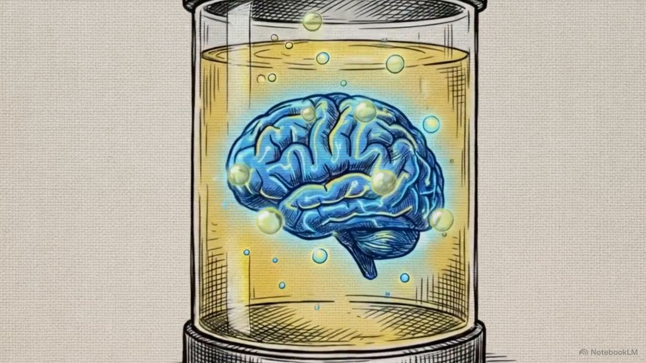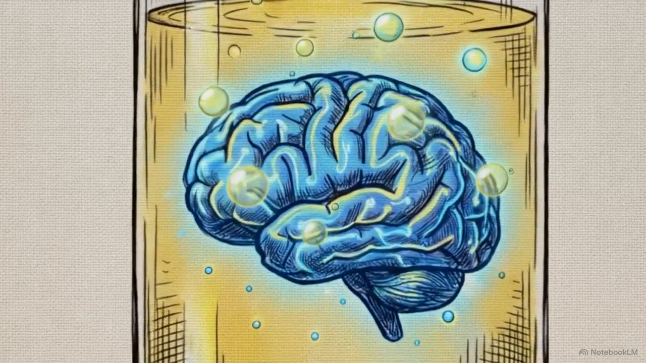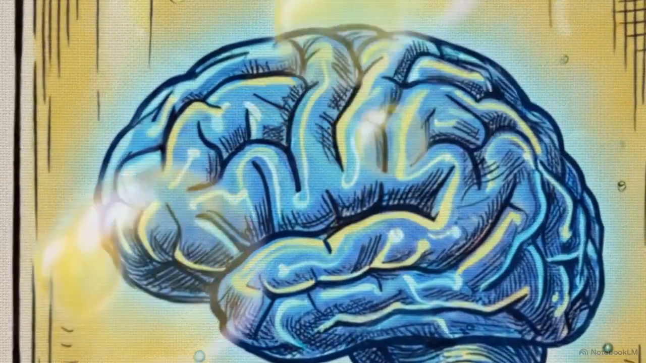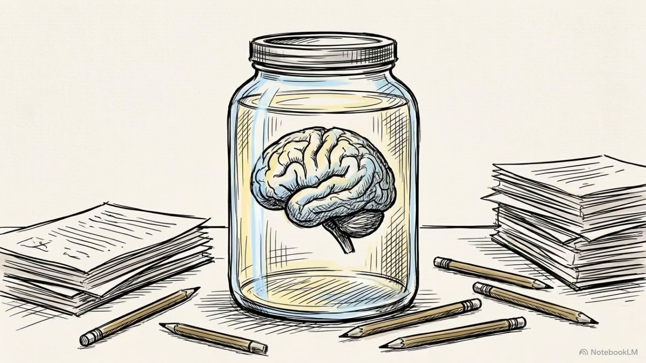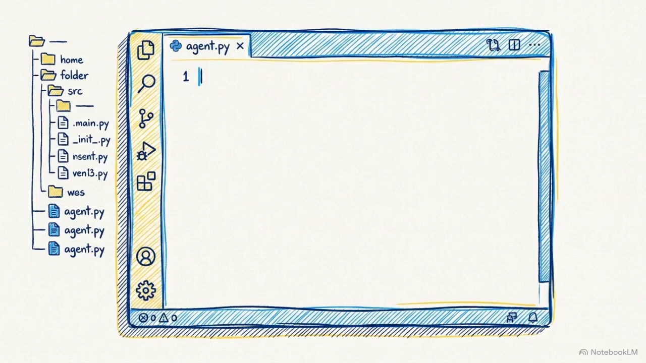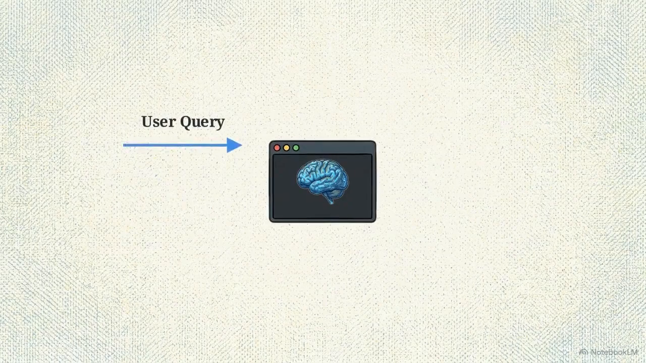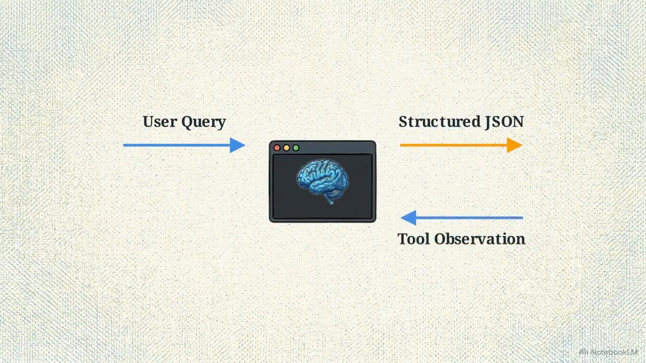Think of a large language model like a brilliant brain trapped in a jar. It holds a vast amount of knowledge and understands complex text, but on its own, it cannot actually take action in the real world. To turn this passive intelligence into an active agent, we will write a custom Python script from scratch. We are bypassing complex frameworks so you can see exactly how the mechanics work at a low level.